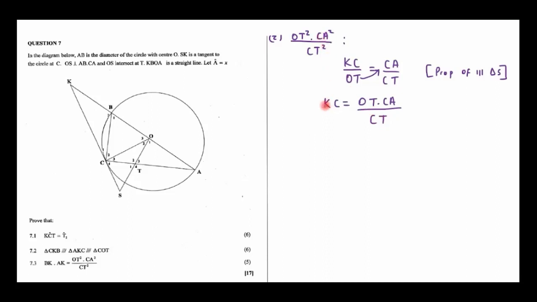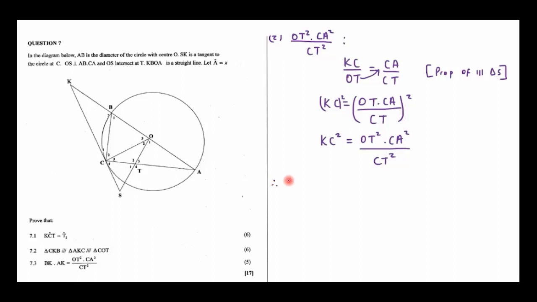Now, how can I make this squared? I can make this squared by squaring both sides. By doing that, I have KC squared being equal to OT squared times CA squared over CT squared. And with this, you can see that I now have the value for OT squared times CA squared over CT squared. It is KC squared.